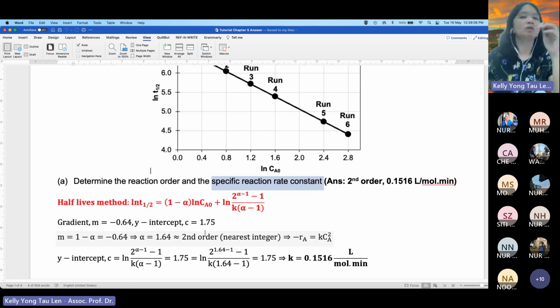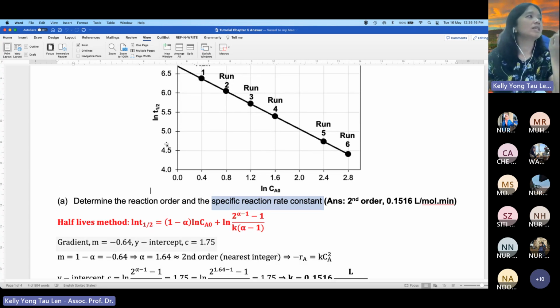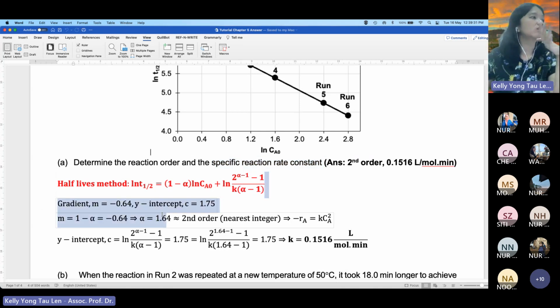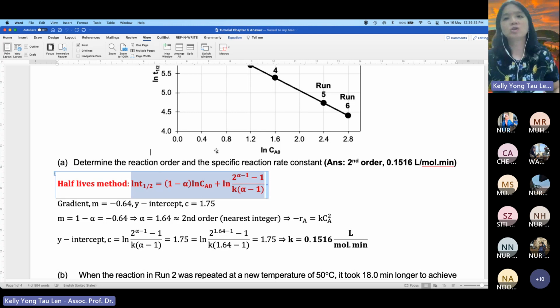Okay, so the first step is of course to first know which method, because different methods have different equations. So I told you, as the plot is t half, then definitely the method will be the half-life method. So if you look at the half-life method, you go check the equation. The equation is provided to you, so you don't have to memorize, but you have to understand what the equation is all about.